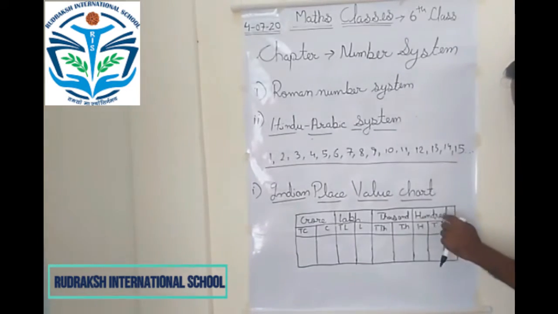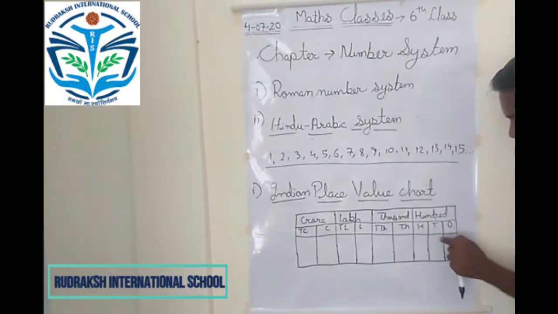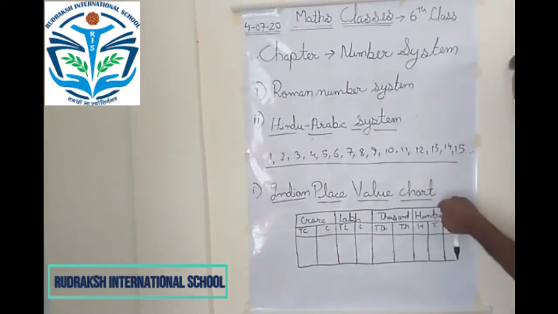So first is the 100 column. In this we are having three subdivisions, like you can see here. The first one is the ones, tens and 100. So this is the ones, tens and 100. All these three things come under the 100.